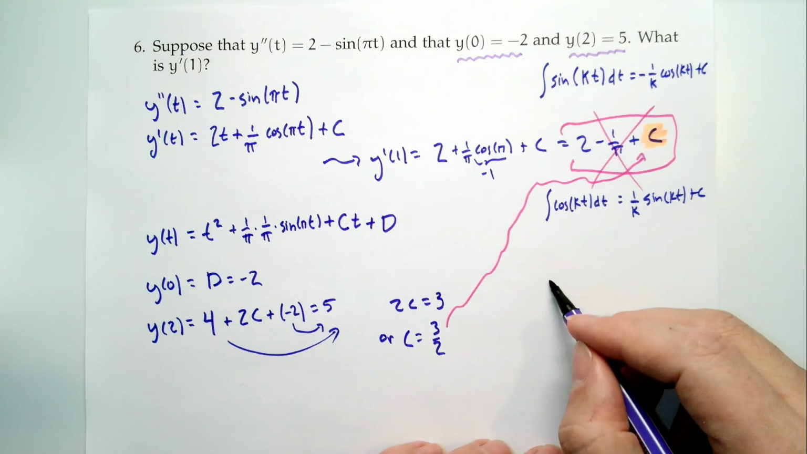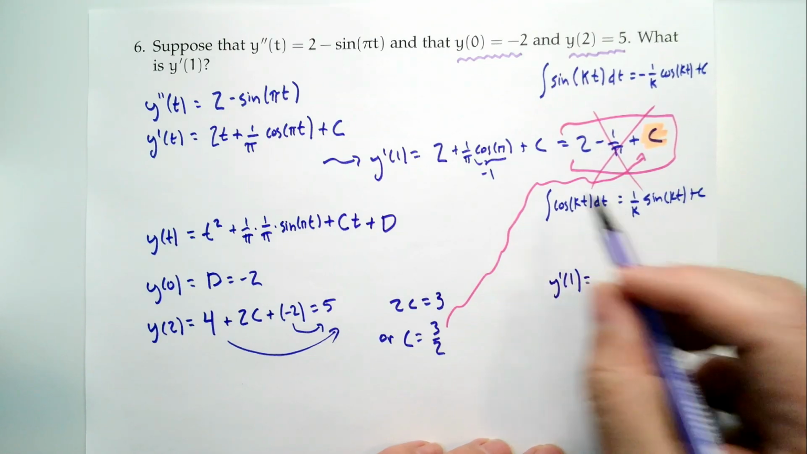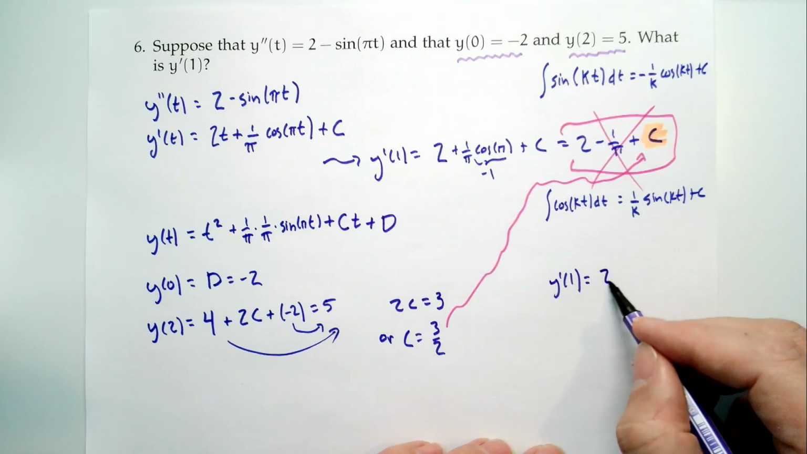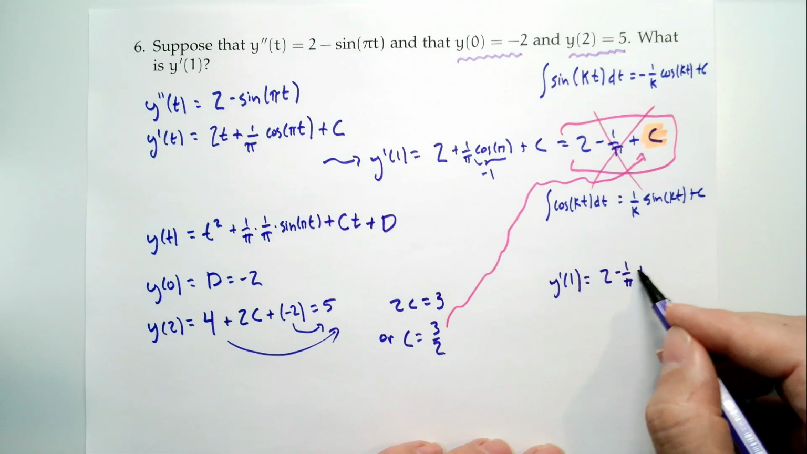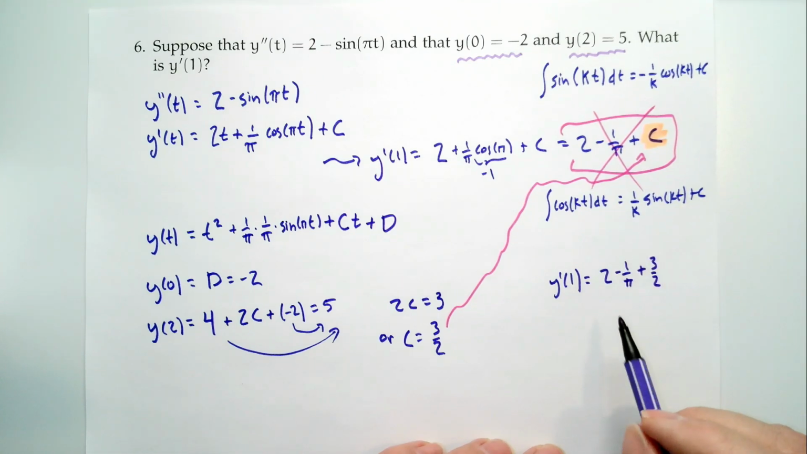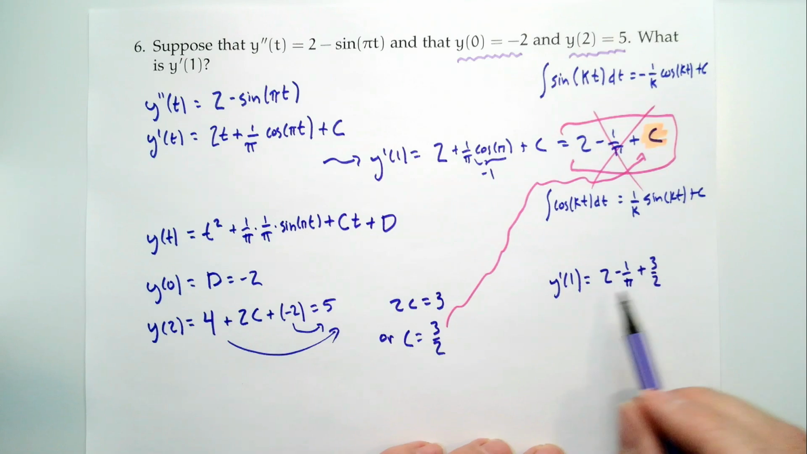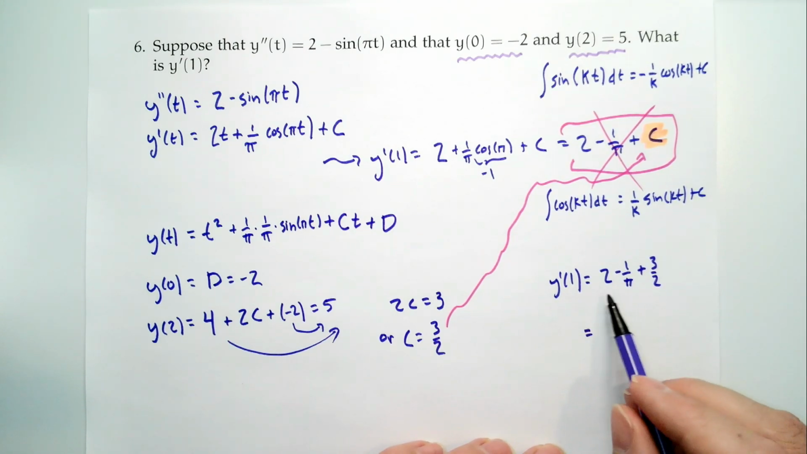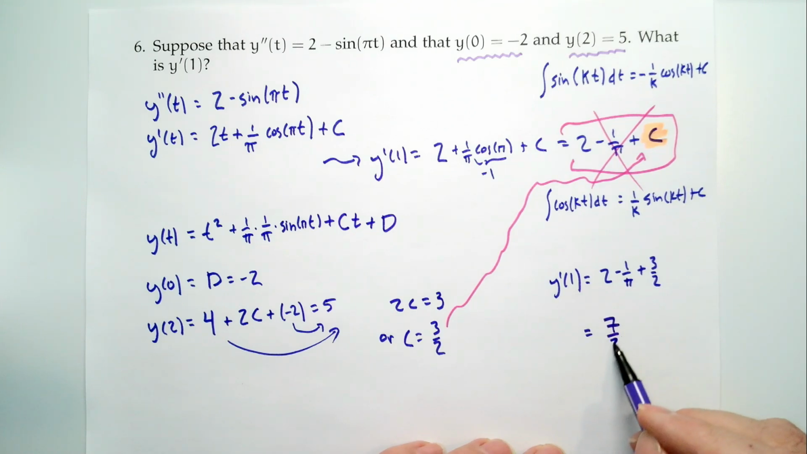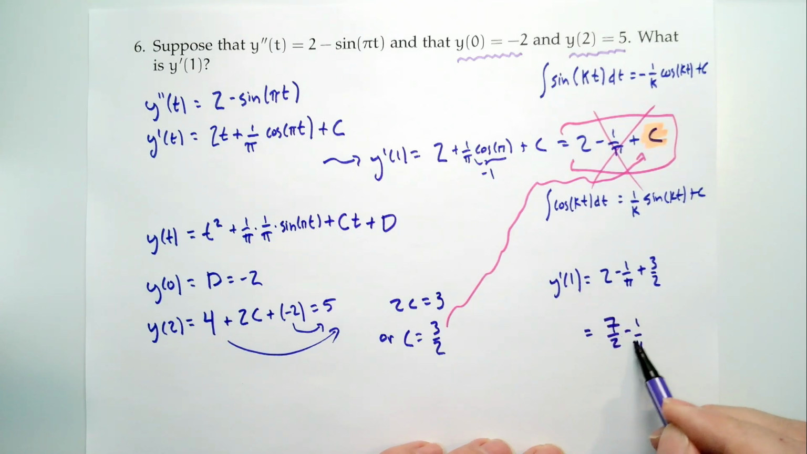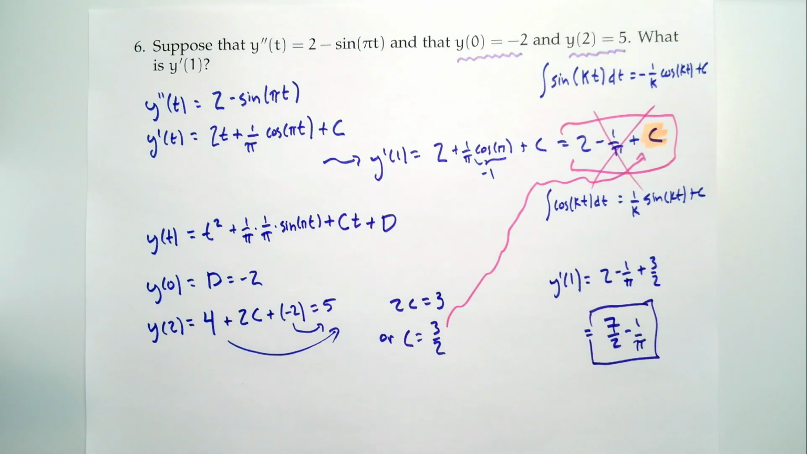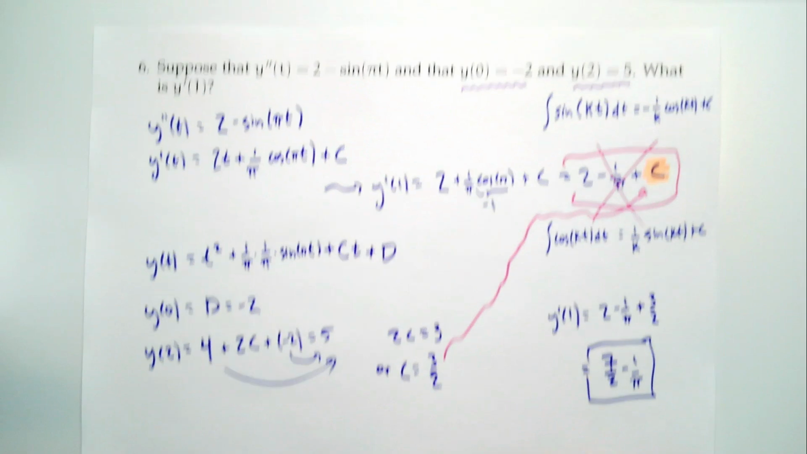So we get that y prime of 1, see, the first part was fine, it's still 2 minus 1 over pi plus 3 over 2. Well, 2 and 3 over 2 are both numbers. I can think of 2 as 4 over 2. So that would give us 4 over 2 plus 3 over 2 is 7 over 2 minus 1 over pi. And there you go. That's it. That's your answer. All right, let's do the next problem.